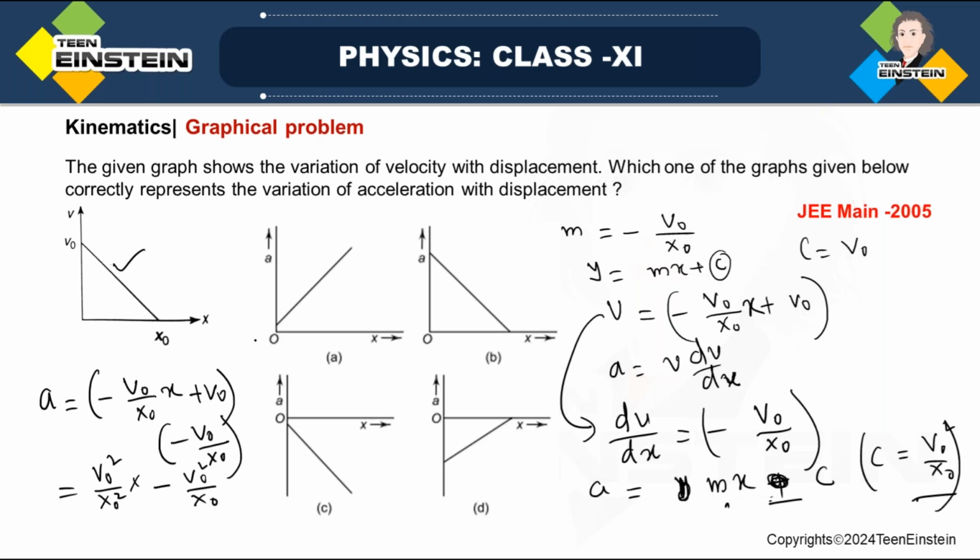See the option A. If I increase this like this, then I'll get negative intercept. Okay, mx plus c, I'll get negative intercept. Okay, not this one, I'm sorry, this is not the one.